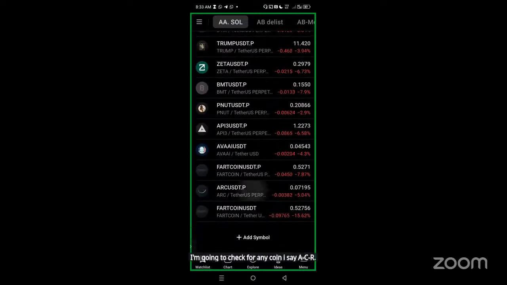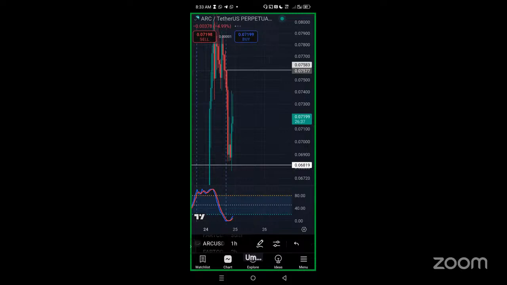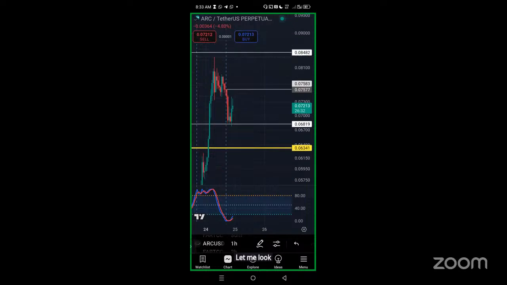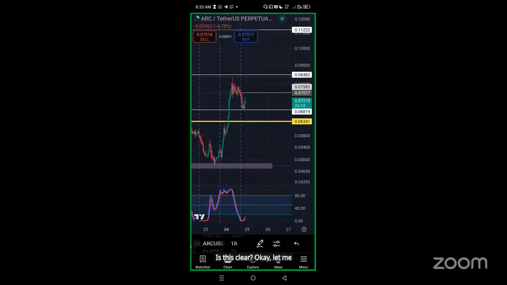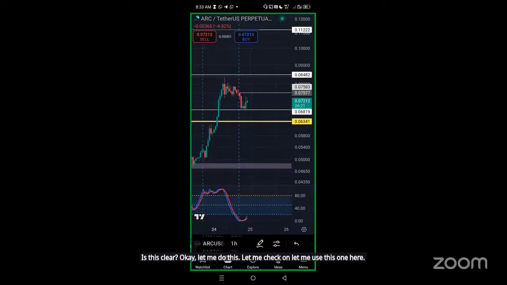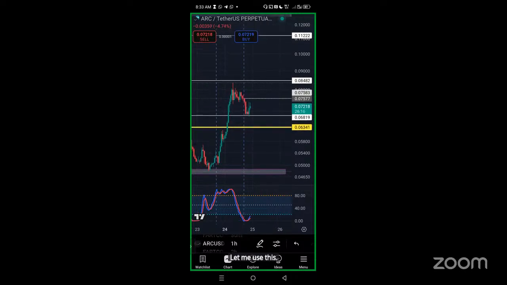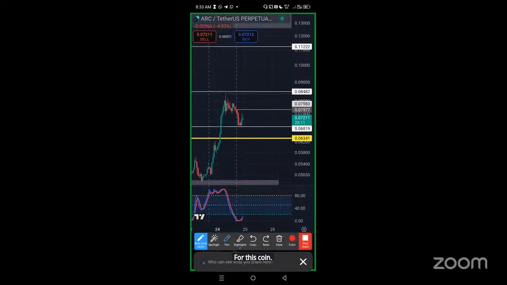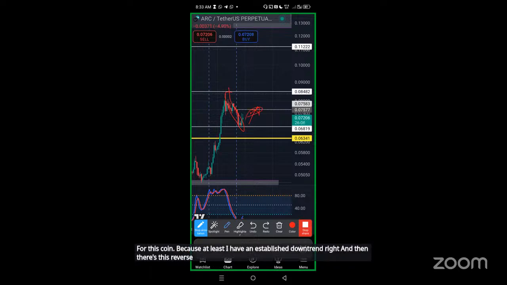ACR. Let me look out for it. Okay. Is this clear? Okay. Let me do this. Let me use this one here. Let me capture this movement for this coin, because at least I have an established downtrend, right? And then there's this reversal, this attempt of the market price pulling back.